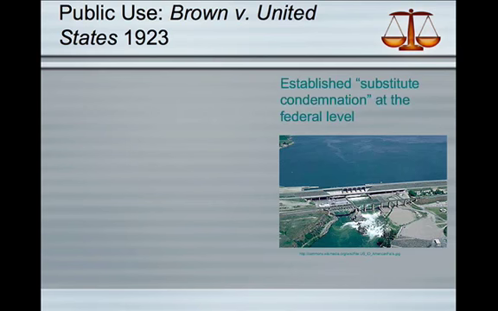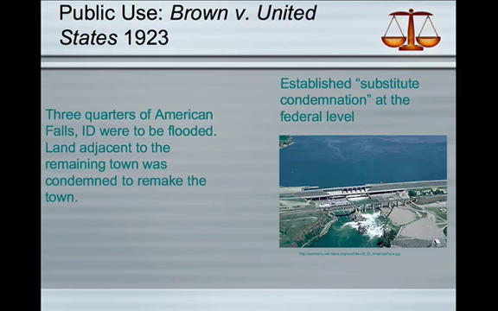So this is another interesting one, Brown versus the United States. This established the concept of substitute condemnation, and it pretty much is exactly what it sounds like. They wanted to build that dam, and in the process of building that dam, three quarters of American Falls, Idaho, were to be flooded. Land adjacent to the remaining town was condemned to remake the town.